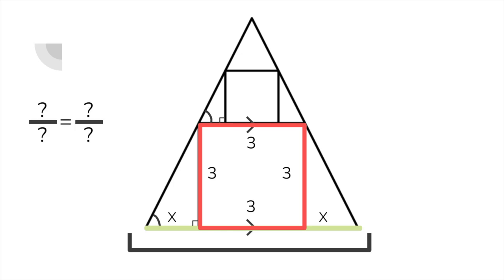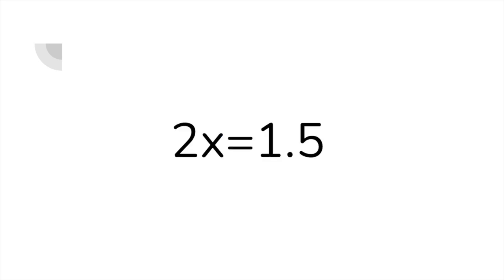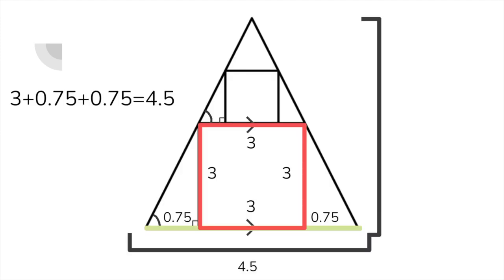Time to make our proportions. First we have x, the side we need to find, over 3, our square side. Then we can set that equal to a proportion from our similar triangle, which is this. The corresponding sides of our proportion in our similar triangle are 2 and y, and we know that y is going to be 0.5. Therefore, we have x over 3 is equal to 0.5 over 2. We can then cross multiply to give us 2x is equal to 1.5, finally giving us x is equal to 0.75. Substituting the x for 0.75 and adding up all of our base gives us 0.75 plus 0.75 plus 3, which equals 4.5, which is our base of the triangle.